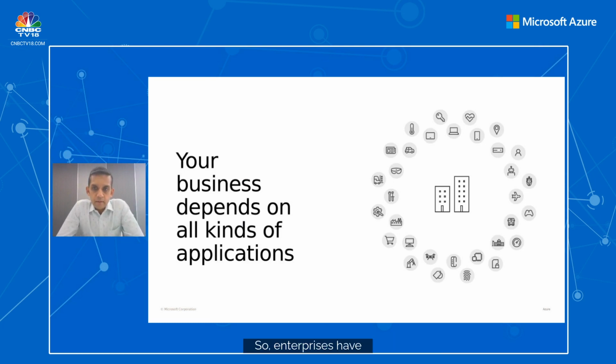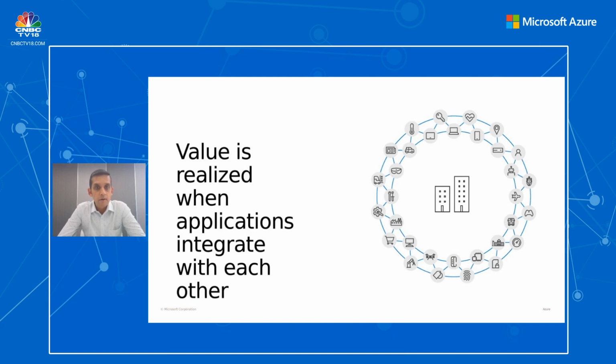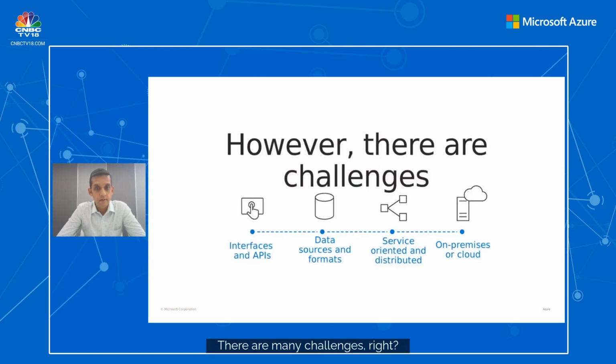So enterprises have many applications in their IT estate. There could be an ERP, there could be CRM, there could be channel applications and the likes. Now, positive business outcomes are achieved, or value is realized, when these applications are able to integrate with each other and interact with each other in a seamless manner. But it's not as easy as it sounds. There are many challenges, right?